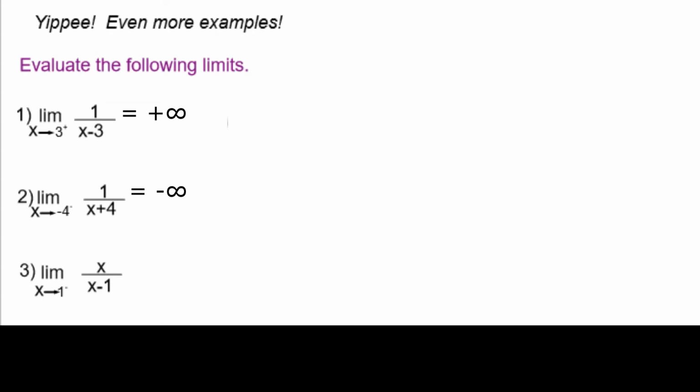For the third example, even though it has x over x minus 1 instead of 1 over x minus 1, it's still shifting to the right 1. It's just that the horizontal asymptote is not the x-axis anymore. It's going to be at y equals 1. So it's the same kind of idea. It's going to look the same. So what is the limit as x approaches 1 from the left? Limit as x approaches 1 from the left, you get negative infinity again.